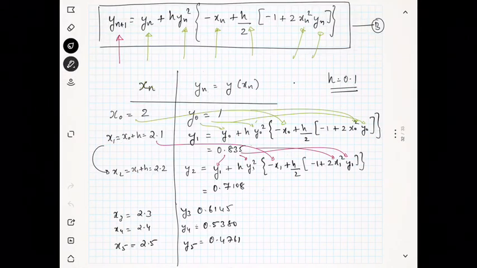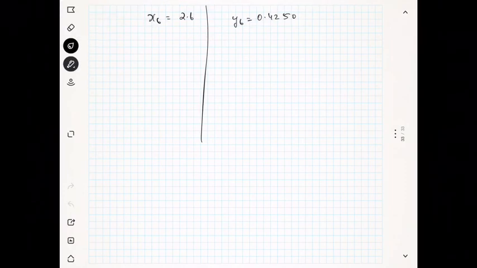Okay, and so on. You can use the same equation that we have already derived. You can use the same equation for a particular problem. Once this equation has been derived, you can use it for finding any value. So x_7 is 2.7. In 2.7 you will get y_7 as 0.3823.